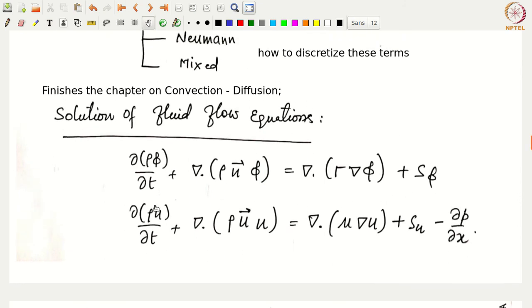So in fact, if you look at the general scalar transport equation, that is given by partial derivative with respect to t of rho phi plus del dot rho u bar phi equals del dot gamma grad phi plus S phi, right? We have now seen each and every component of this equation. We have seen how to solve the diffusion part, the convection part and the unsteady part.